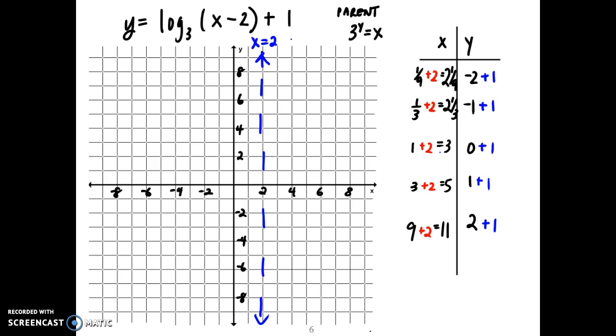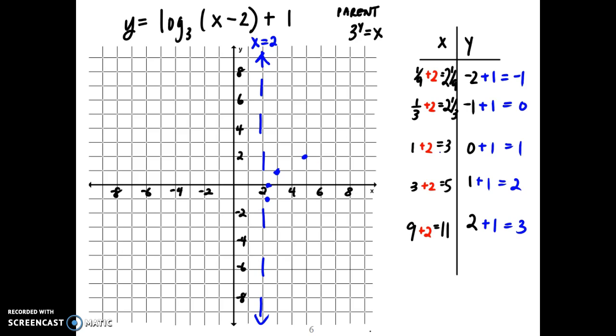And I want the 2 and 1/9, comma, I didn't evaluate these. This would be -1, 0, 1, 2, and 3. So I want 2 and 1/9 and -1. Then I want 2 and 1/3 and 0. So that's our x-intercept. And then I want 3, 1. So 3, 1, and 5, 2, and 11, 3, which is off my graph.